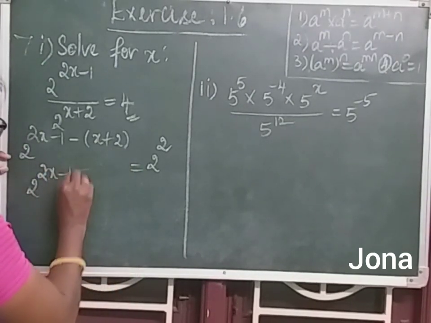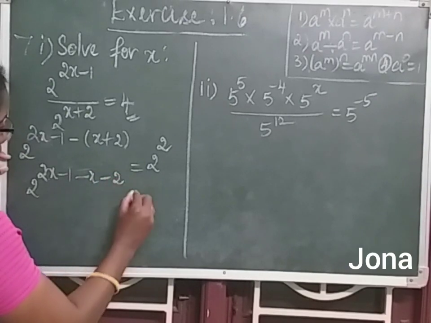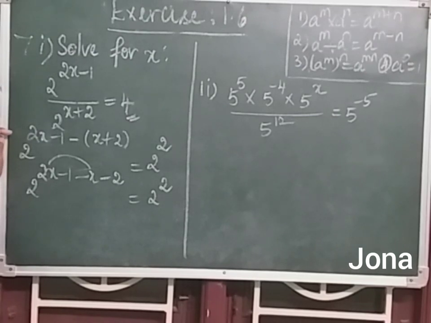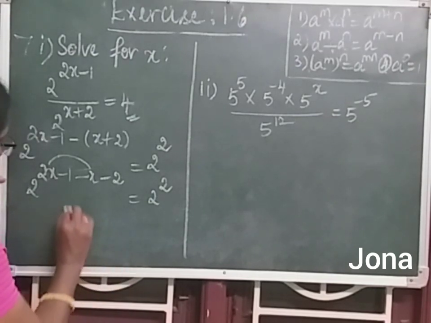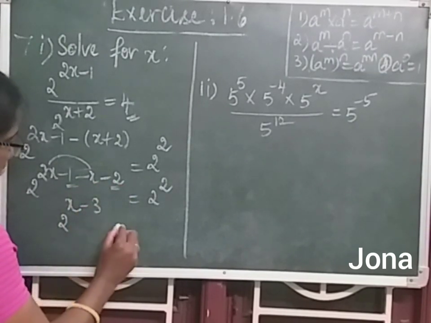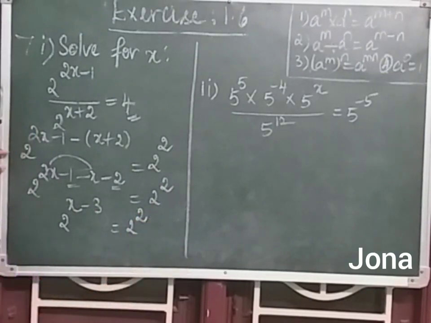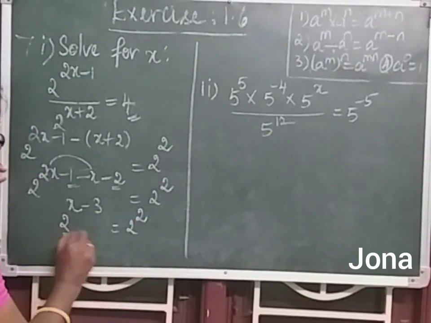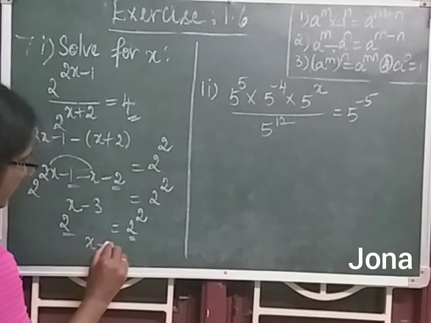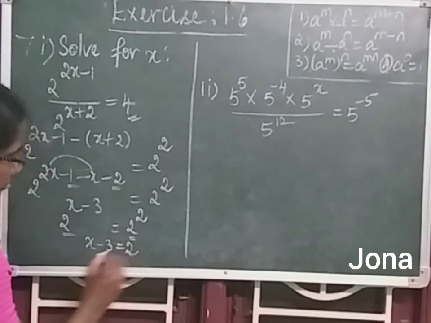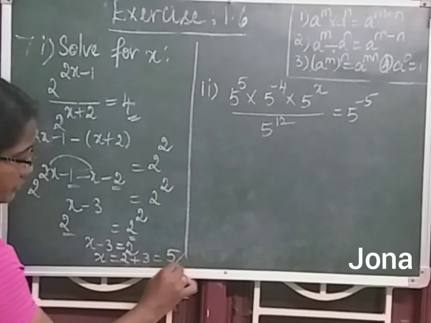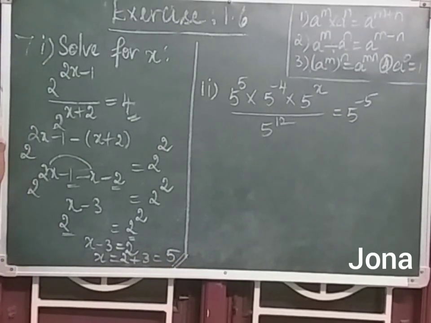2 power 2x minus 1 minus x minus 2 equal to 2 power 2. I can group this: 2x minus x is nothing but x. So 2 power x, and this minus 1 and minus 2 can be written as minus 3, equal to 2 power 2. If the bases are equal, I can equate the powers. So x minus 3 equal to 2. So x equal to 2 plus 3, which is 5. So 5 is the answer here.